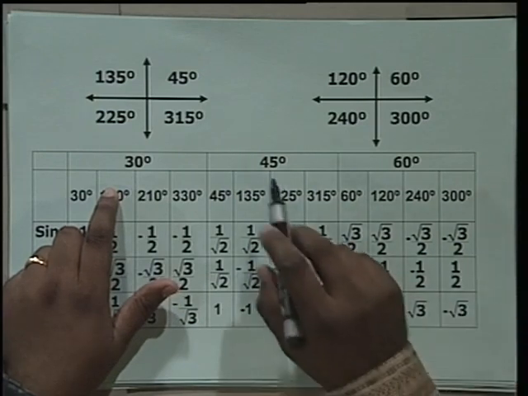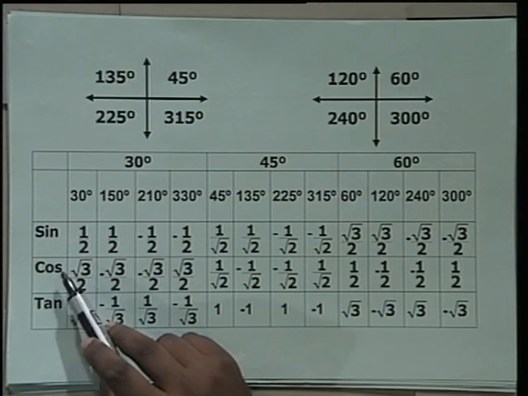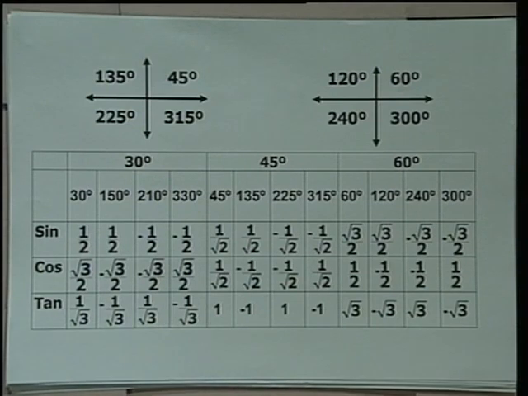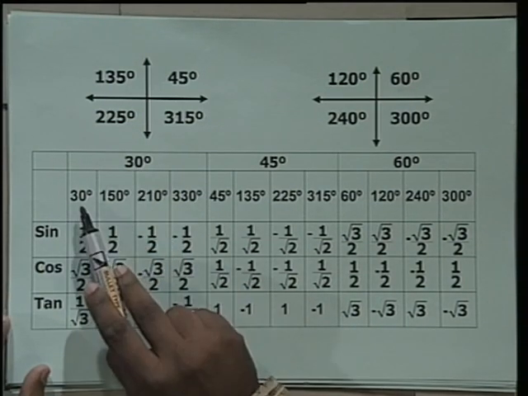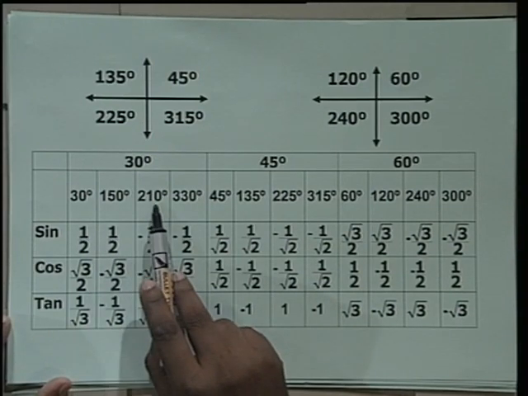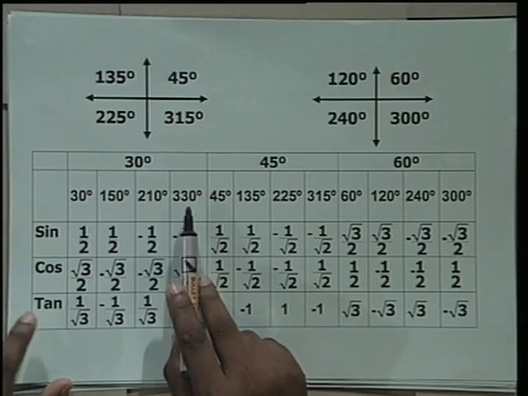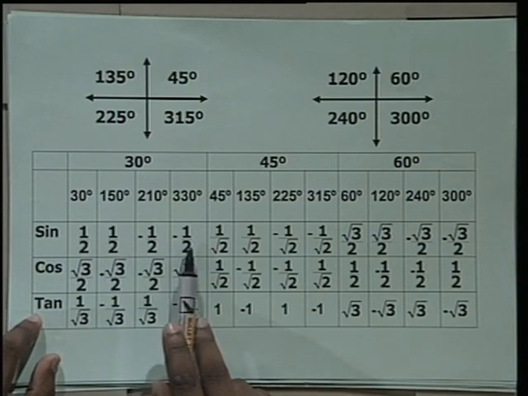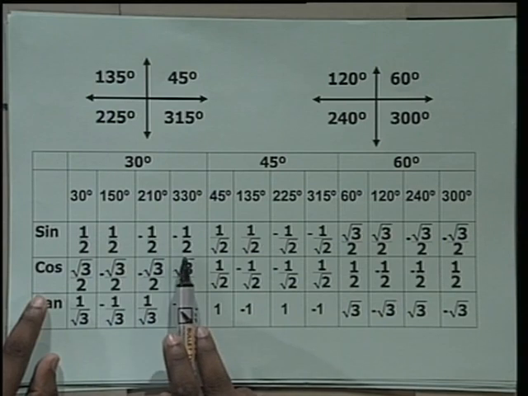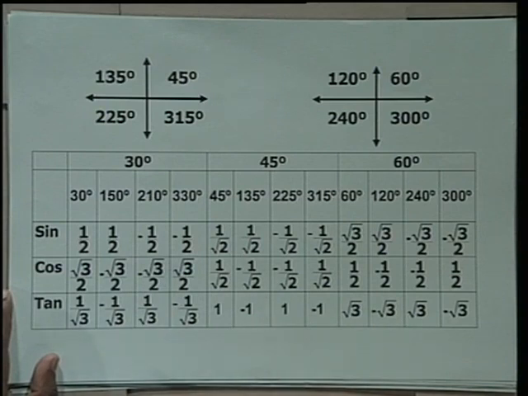30 degrees, 45 degrees, and 60 degrees. You've got to remember the sine, cos, and tan value of the related angles in exact form. Now, 30 degrees in first quadrant will be related to 150 in second, 210 in third, and 330 in fourth. Now, they will all have the same magnitude. The sine value of 30, 150, 210, and 330 will be the same, that is equal to half.